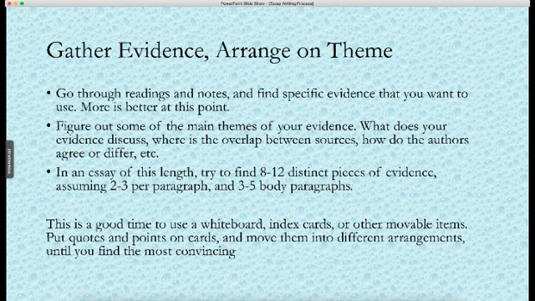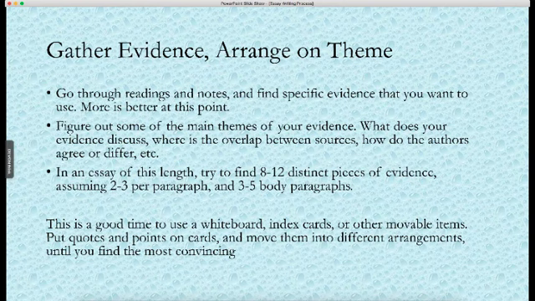In an essay of this length, I'd recommend roughly 2 to 3 pieces of direct evidence per paragraph. You're probably going to have between 3 and 5, maybe 6-ish body paragraphs. It really depends on how you organize your essay. I'd expect between 3 and 5 is probably about average. So you're looking at 8 to 12 direct pieces of evidence, direct quotations, that sort of thing. 2 per paragraph. That's about a good amount.